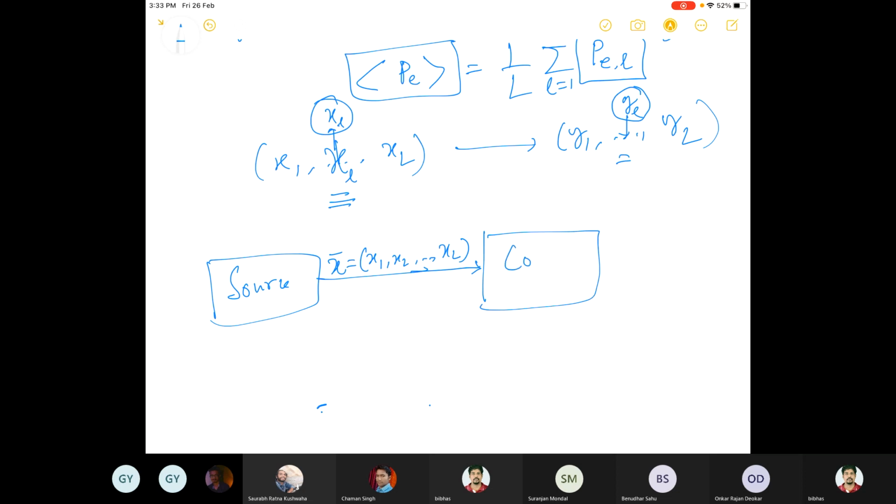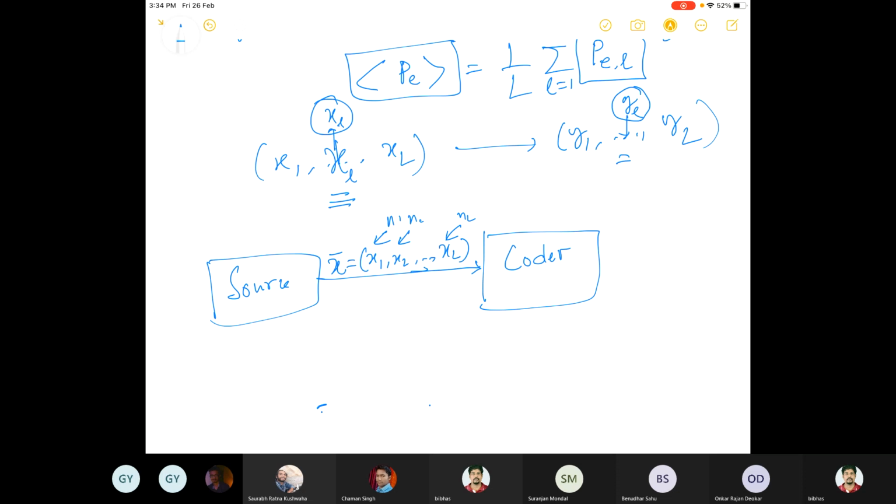Then there will be a coder here. Since there is a limit on the number of bits per second, or per unit time, which you can send through the channel, I will probably not be able to send all the code words. If you put the code words corresponding to each of these XIs one by one, that will be a huge sequence. Let's say the code word for X1 has length N1, for X2 length N2, and so on up to NL. Then I'll have a code word sequence of length N1 plus N2 plus dot dot dot plus NL. That's a huge sequence that I want to transmit through the channel, but I may not do that because there is a capacity limit of number of bits per second or per unit time.